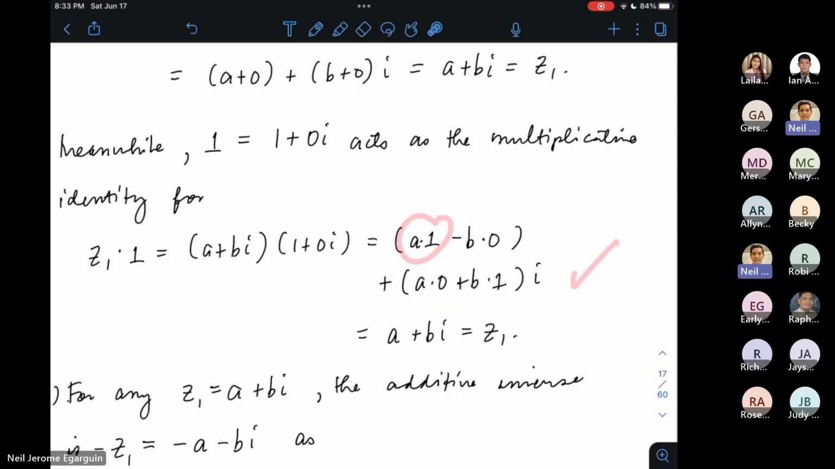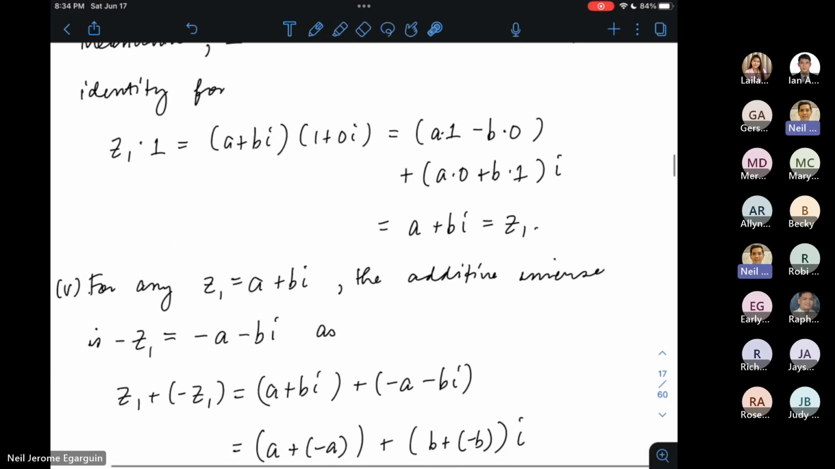So pag in-apply mo yung multiplication, ito yung makukuha mo. But a times 1 is a. b times 0, real numbers lang yung pinag-multiply natin, so alam natin ang real number times 0 ay 0. So we'll get a as the real part. And then the imaginary part is a times 0, that's 0 plus b. 0 plus b is just b, bi, which is exactly Z1. So here we see that if we multiply Z1 by 1 plus 0i, the answer is still Z1. So that means the multiplicative identity here is 1 plus 0i. Okay?